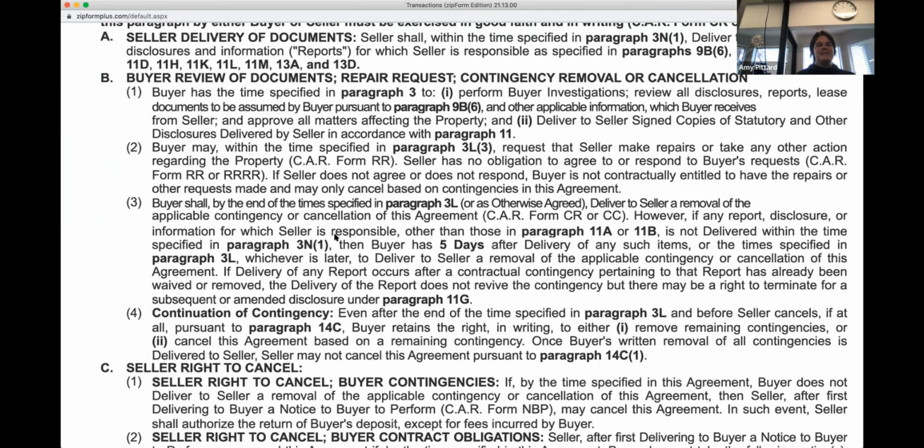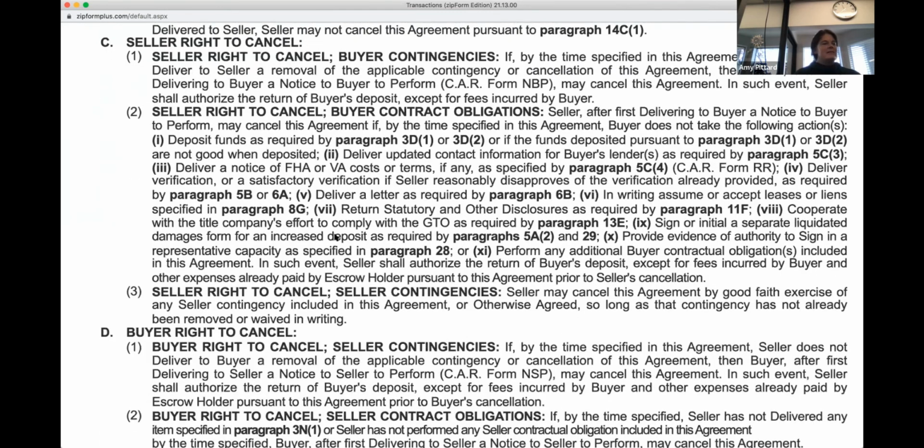All right, C, seller right to cancel. The seller right to cancel buyer contingencies. If by the time specified in this agreement, buyer does not deliver to seller a removal of the applicable contingency or cancellation of this agreement, then seller, after first delivering to buyer a notice to perform on the CAR form NBP, notice to buyer to perform, may cancel this agreement.